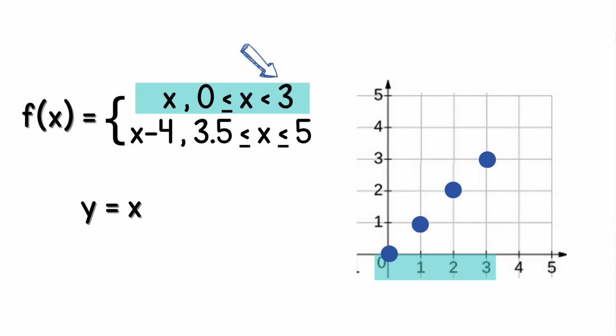We can see in our rule that 3 is not included because the inequality symbol doesn't have the equal sign under it. So we'll use an open dot for this one since it's not included. We'll finish by drawing a line to connect the dots.